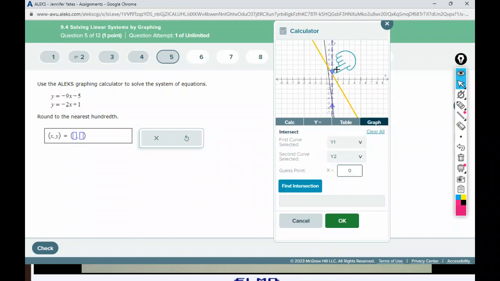and what it wants to know, am I pointing to the first curve? Yes. Oh, there we go. So our x value is negative 0.86. Our y value is 2.71. How friendly was that? Intersect, and you tell it to find it.